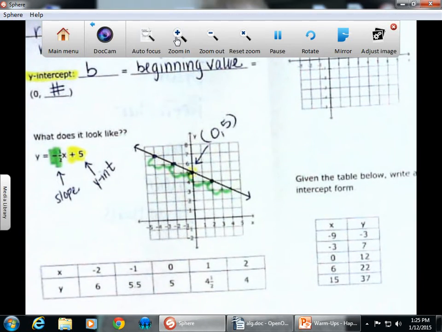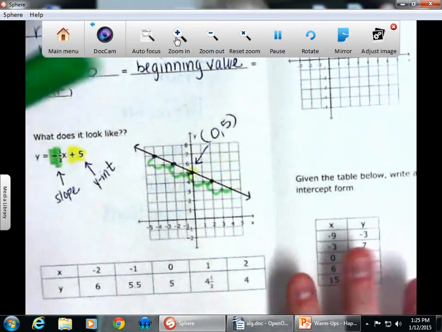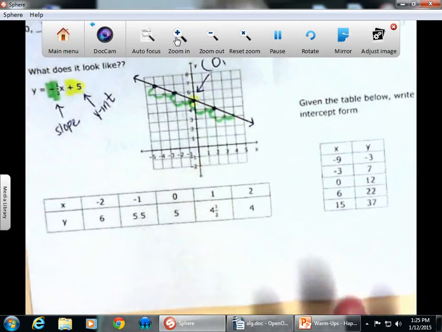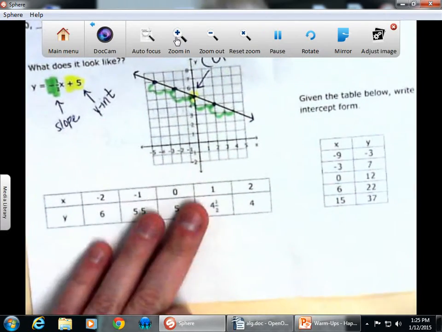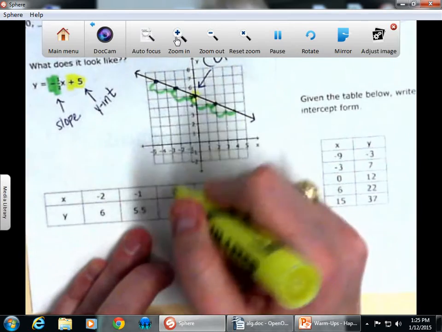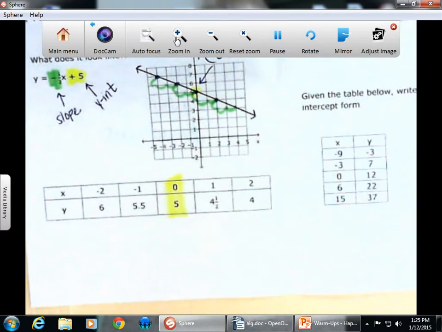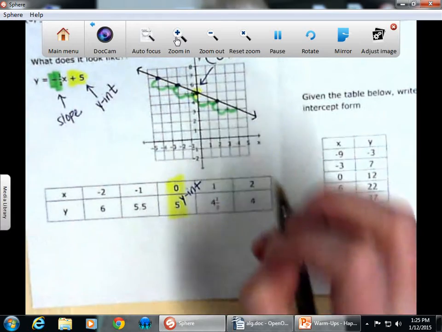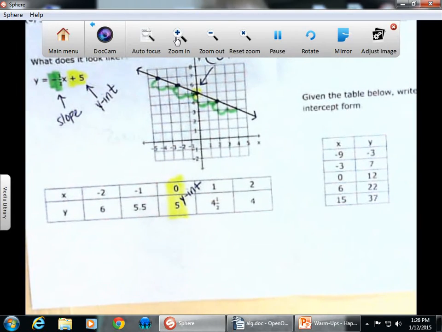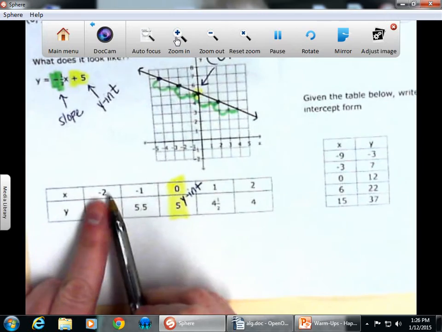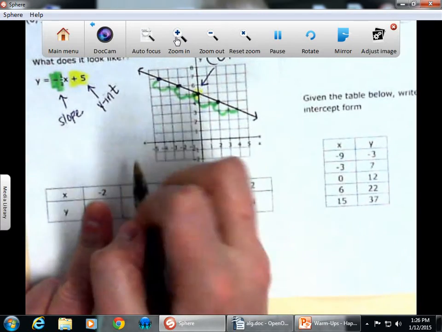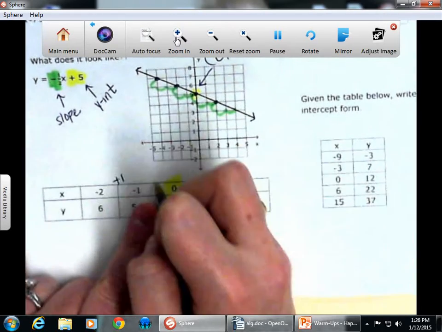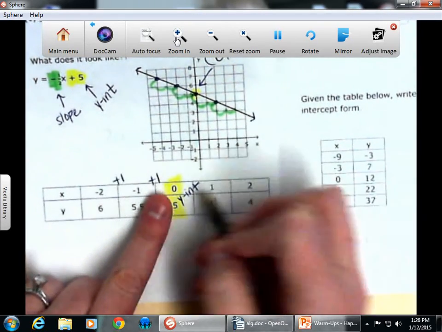Now let's look at the table. The table, the y-intercept is when x is 0, y is a number. So right here is your y-intercept. And then our slope is what does it increase by or what does it decrease by. So my y, or my x's, go from negative 2 to negative 1, so that's plus 1. Here is plus 1. 0 to 1 is plus 1, and 1 to 2 is plus 1.